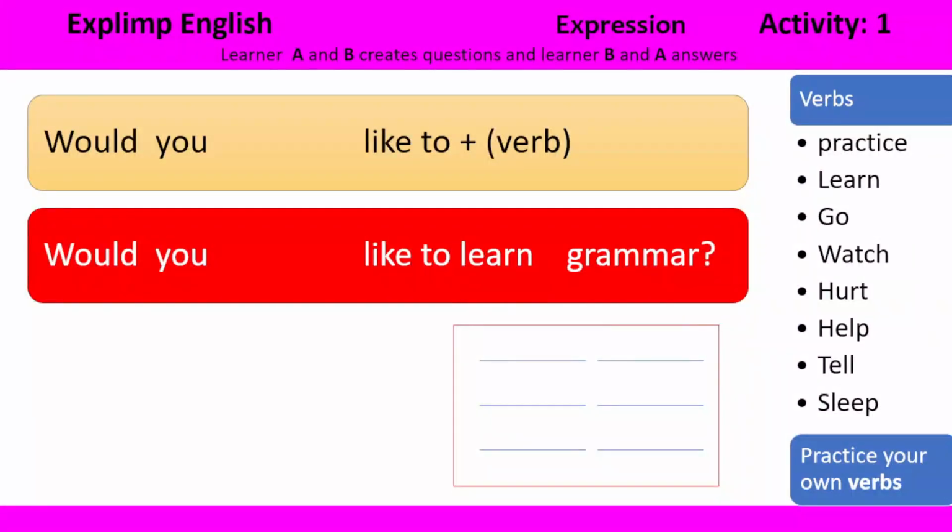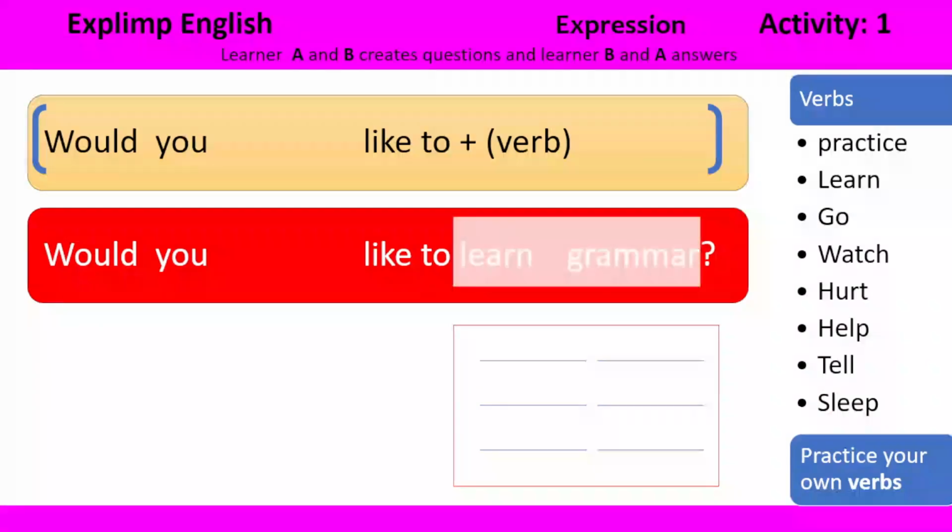Now here, would you like to learn grammar? We want to make it variable, right? How? We will be using the phrase would you like to plus verb, and here we will hide the previous one. And what we do, we will be picking one by one verb from the right side and we will be putting it here, so it will become more clear for you that you just pick up a verb, put it here, and done. You have created a question, right?